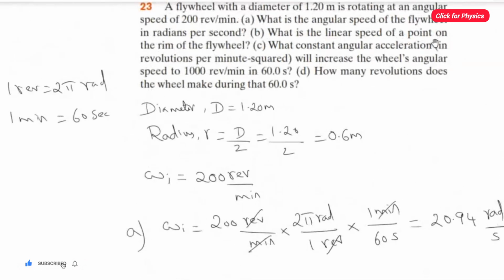What constant angular acceleration will increase the wheel angular speed to 1000 revolution per minute in 60 seconds? But we have to give the answer of this angular acceleration alpha value in terms of revolution per minute square. So we don't need to convert our angular speed because it's already given in terms of revolution per minute, but only we have to convert the time from 60 seconds to minute. Because we know 1 minute is equal to 60 seconds.